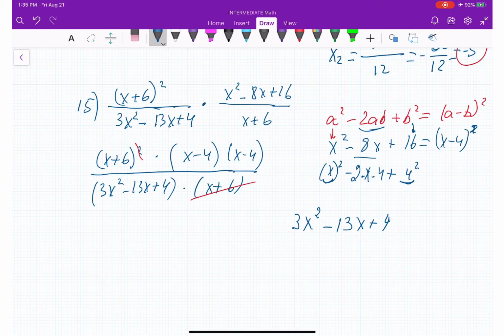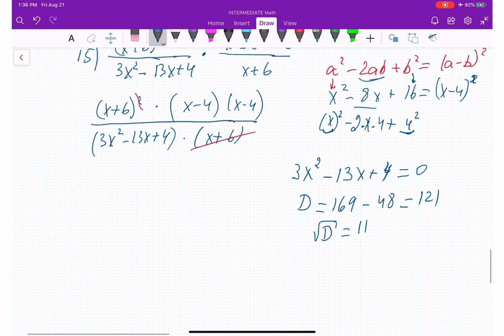All right, let's solve it. It's equal to 0. Discriminant is equal to b squared, which is going to be negative 13 squared. It's going to be 169, minus 4 times ac. 4 times 3 is 12. 12 times 4 is 48. And what do we get? 169 minus 48. That is going to be equal to 121. And the square root of discriminant is going to be 11.